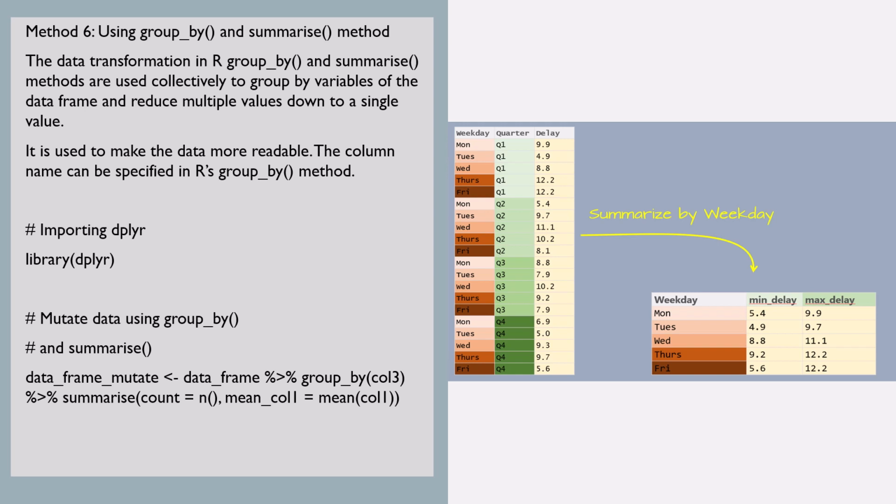The column name can be specified in R's group by method. So you can use the dplyr library and pipe the group by and the summarize functions on the data frame object. In the group by you pass in the column name, for example, column 3, and then in the summarize you pass in the functions of what you want to show for that specific column. For example, I want to show the count and then the mean or the average.